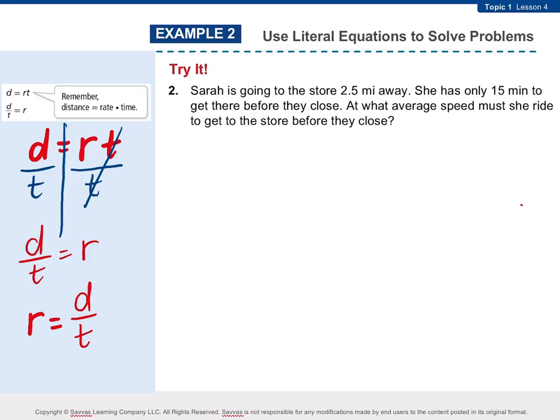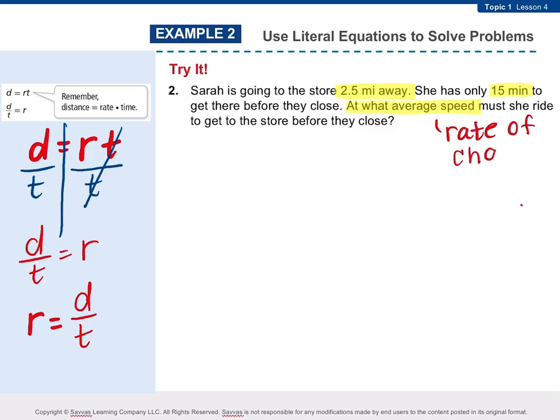It says Sarah's going to the store. It's 2.5 miles away. MI is for miles. And she only has 15 minutes to get there. At what average speed must she go to get to the store before they close? My speed is a rate. That's a rate of change.